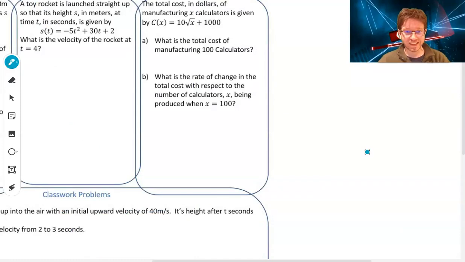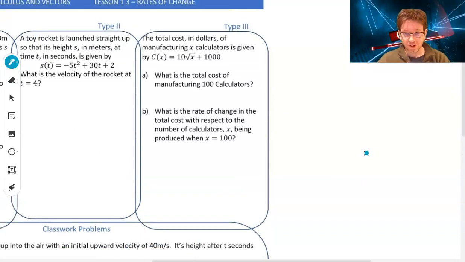Now let's go on to example number 2. So example number 2 says we have a toy rocket launched straight up so that its height s in meters at some time t in seconds is given by that function s of t. What's the velocity of the rocket at exactly t equals 4? Now we need the slope of this tangent. Right? It's what you've all been waiting for. Or maybe not. Maybe you do want to go back and do vectors. But let's do this. Limits.